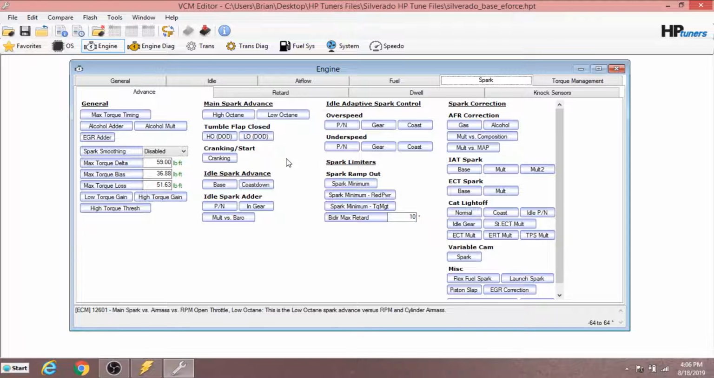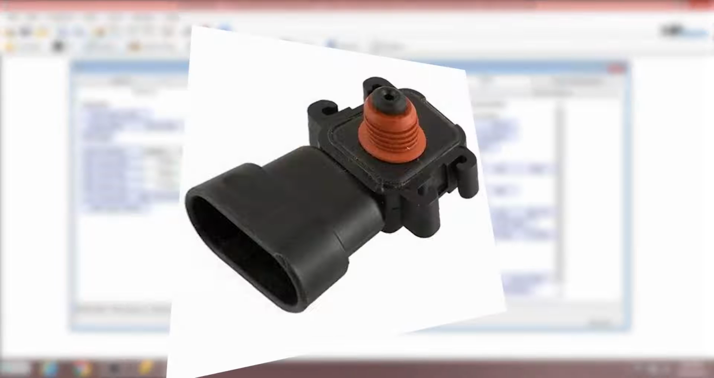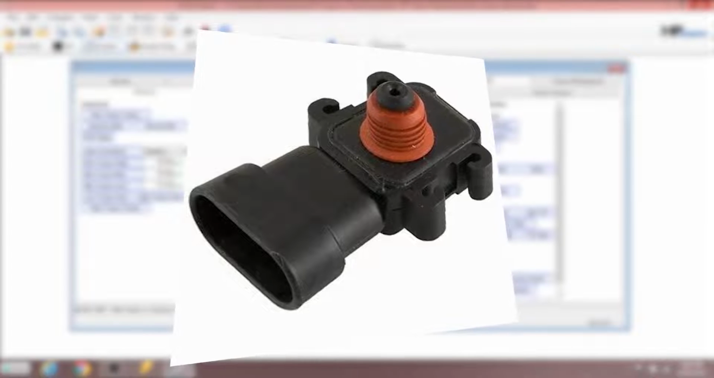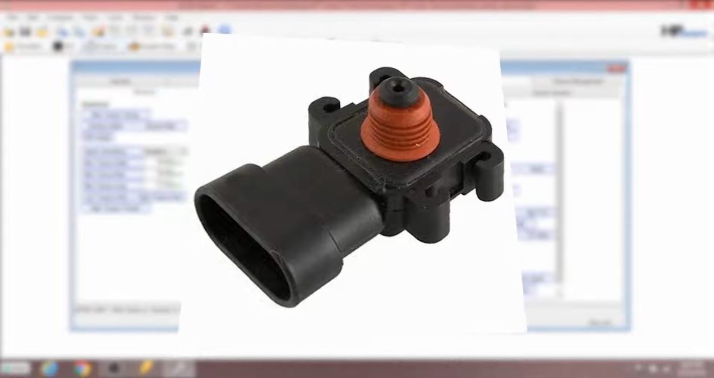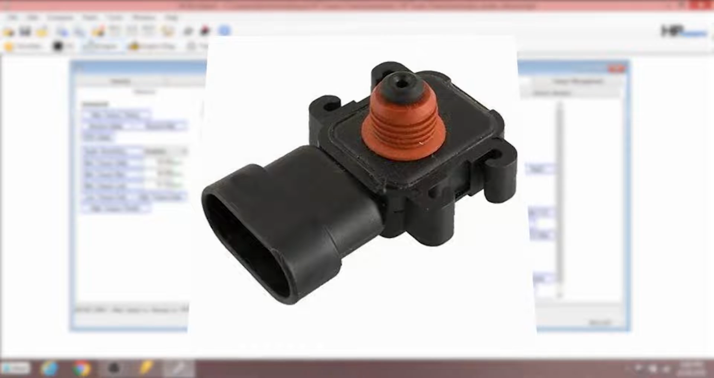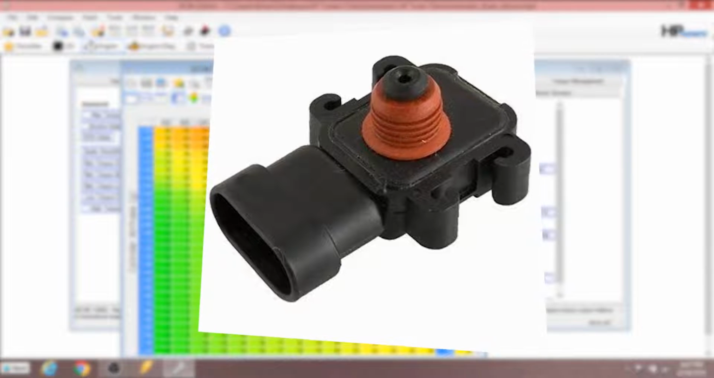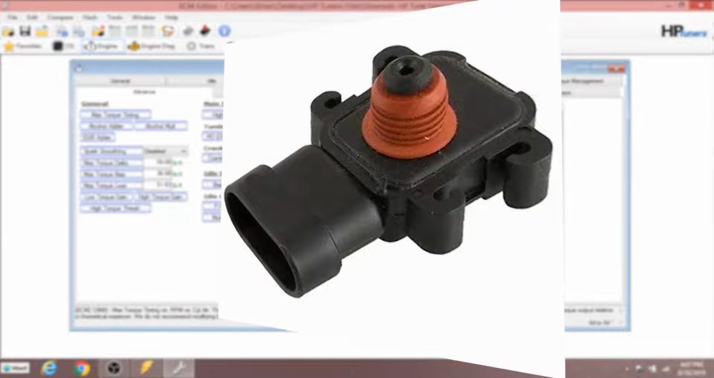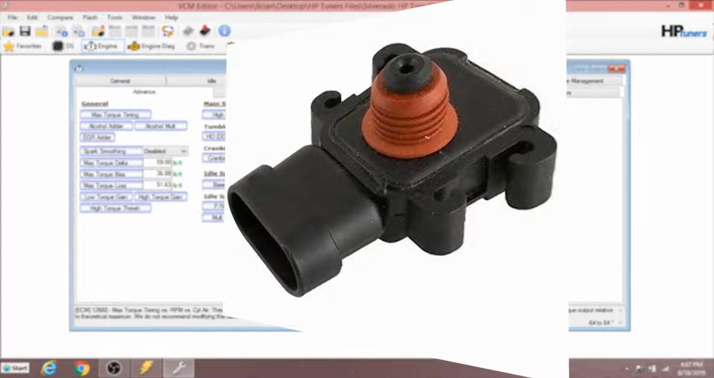So let's talk about the MAP sensor, the manifold absolute pressure sensor. And it's where it sounds like, it's located in the intake manifold. So the computer reads this sensor to determine how much horsepower, how much power the engine's making, and to determine if the right amount of fuel is being delivered based on the information that it's giving it.